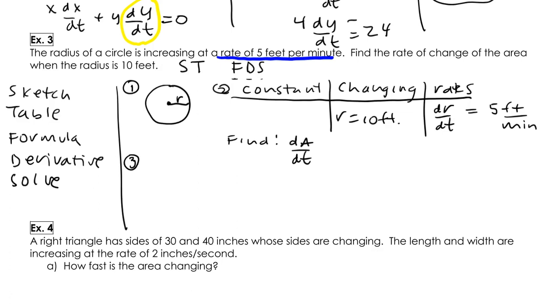Step 3, come up with a formula. Well, we're talking about area. Let's use the area of a circle formula. It's never going to be a formula, guys, that you're not familiar with, okay? So don't worry about that. Step 4, take the derivative with respect to time. Time drives all of this. And if you notice here, you have dt's in the bottom. It's with respect to time.